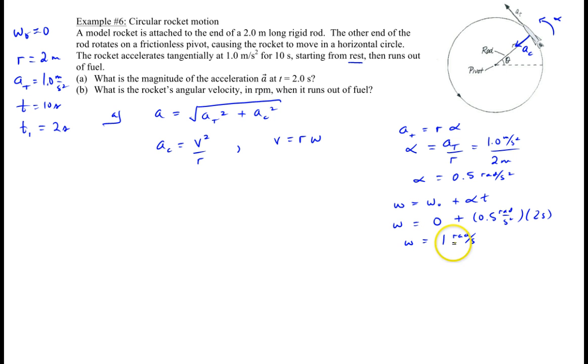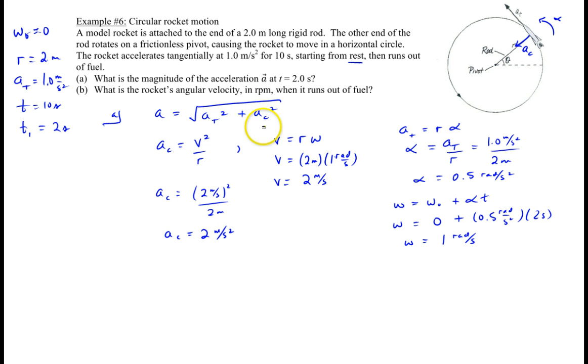So now we know the angular velocity at 2 seconds, and we know the radius is 2, so then we could find the linear velocity, or the tangential velocity as we call it. That's going to be the radius, which is 2 meters, multiplied by the angular velocity, which is 1 rad per second at that particular point in time. And that means that the rocket at 2 seconds is moving at 2 meters per second. So now we can plug that in here and figure out the centripetal acceleration. Centripetal acceleration would be that velocity, 2 meters per second, quantity squared divided by the radius, which is 2 meters. That gives us a radial or centripetal acceleration of 2 meters per second squared.